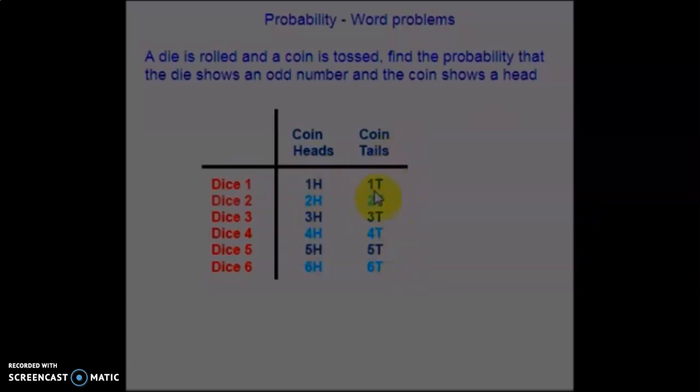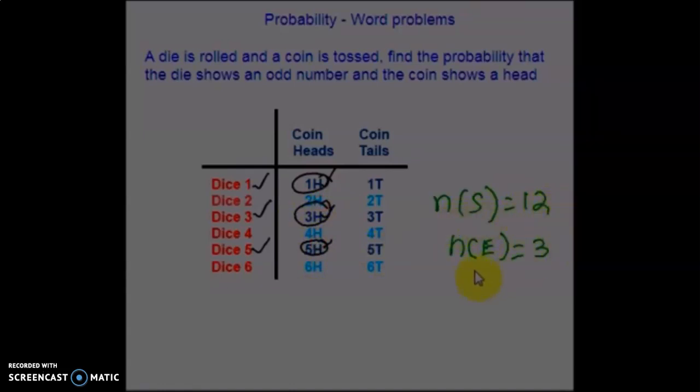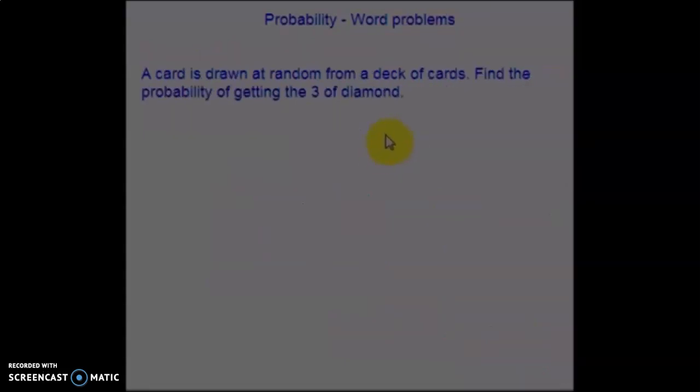When we write the events, we write 1H, 1T, 2H, 2T, 3H, 3T, 4H, 4T, 5H, 5T, 6H and 6T. So the question was to find the probability that the die shows an odd number and the coin shows a head. So it is happening 3 times. You can see that 1H, 3H and 5H. So the number of favorable events is 3 and the total number in the sample space is 12. So the probability of that event will be 3 out of 12, or 3 over 12, which will be 1 over 4 when we simplify it.